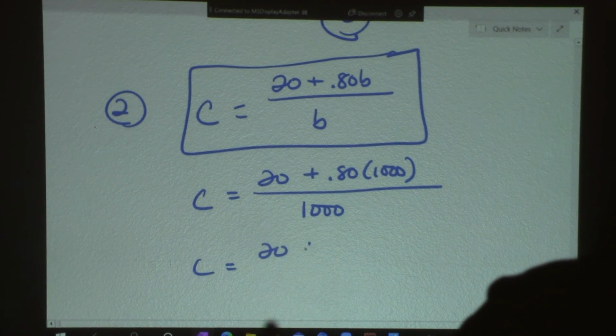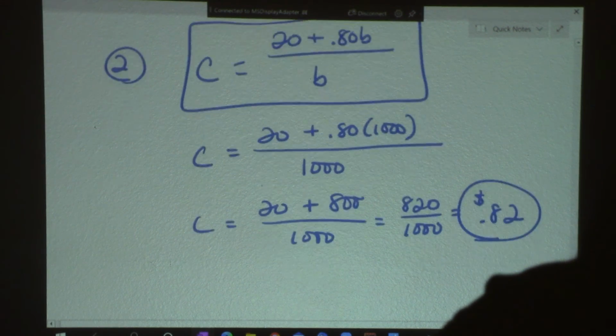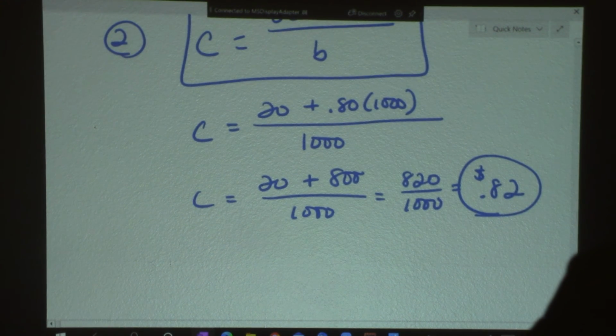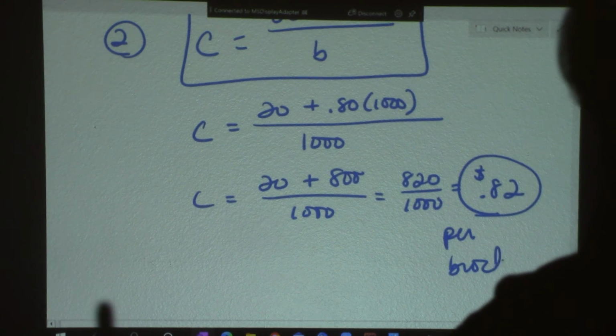So I get 20 plus 800 over 1,000. Oh, look at this. So I get 820, whoops, over 1,000, so that would be 82 cents per brochure. So actually this is a lot more expensive than the other example we did.